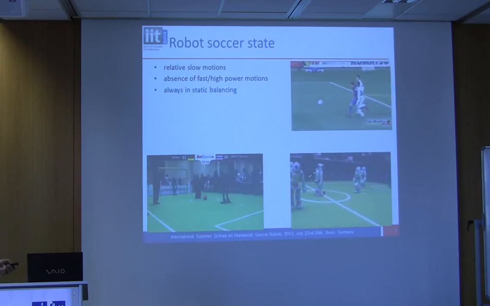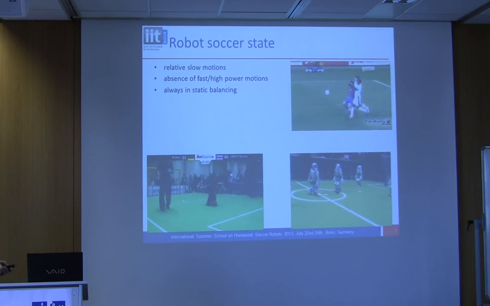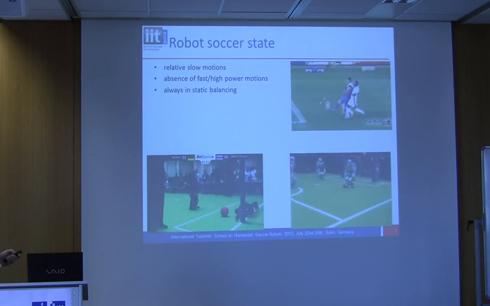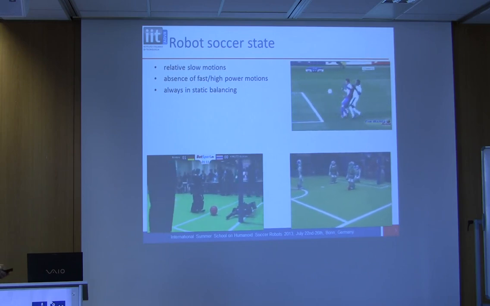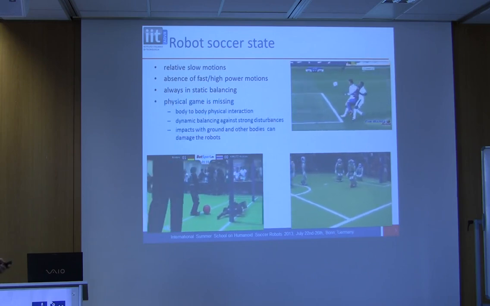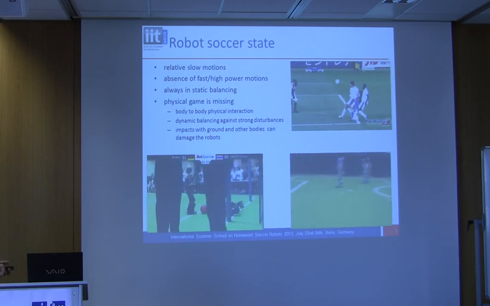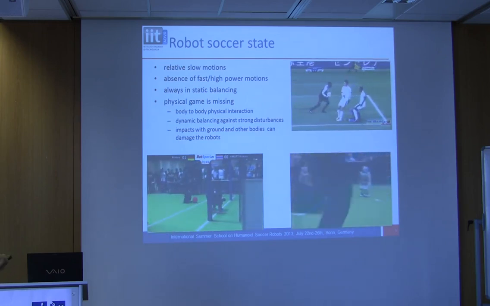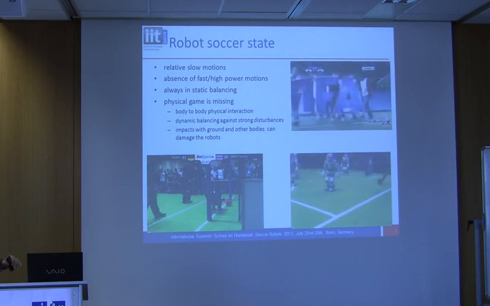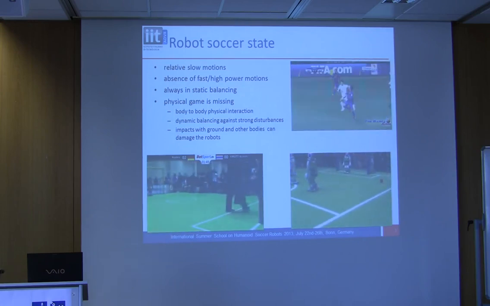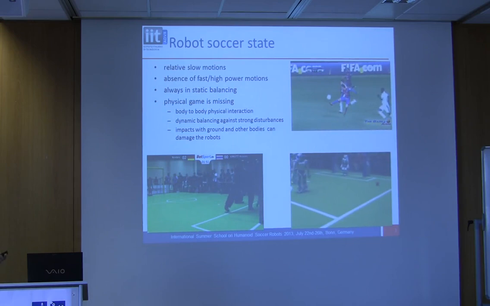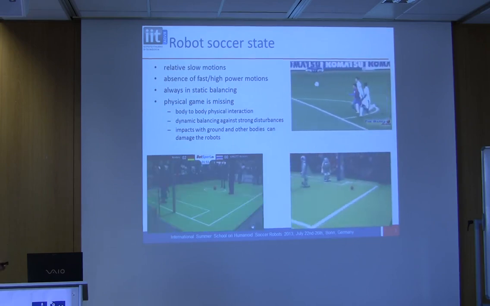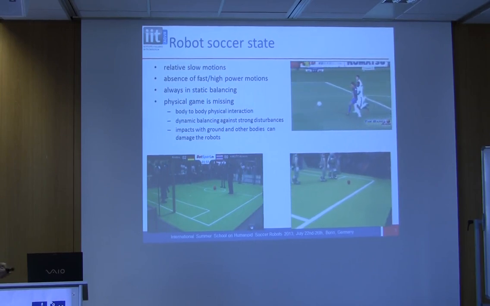You always have static balancing, so the robots always maintain their balance, while here you can see the person almost losing balance but still trying to execute and hit the ball. And of course you have a complete lack of physical game, so there is no actual interaction between the robots, and even if the robots try to interact, usually the operators will try to keep them away in order to prevent damage to the robot. So there is no physical game, which makes a big difference when you compare the videos at the bottom and the videos at the top.